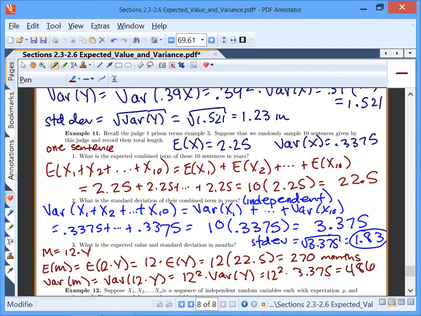So 486. And how do I find the standard deviation? I ran out of room, but how do I find the standard deviation? Take the square root. So my standard deviation is 22.04.